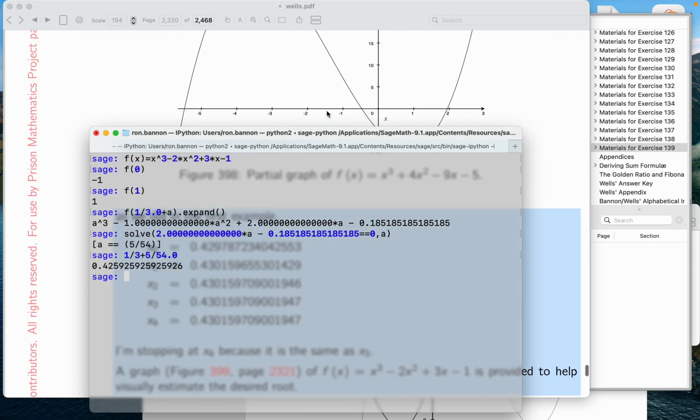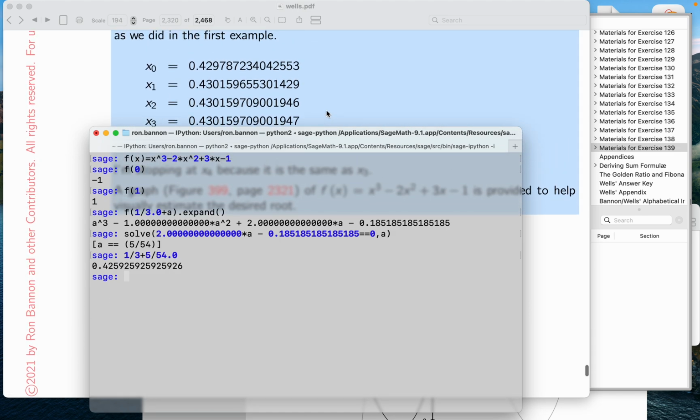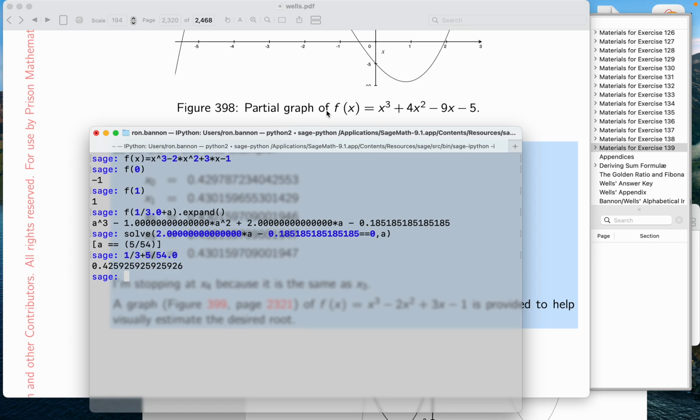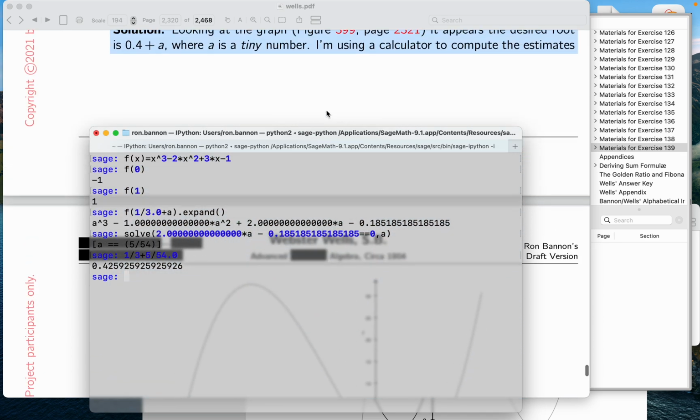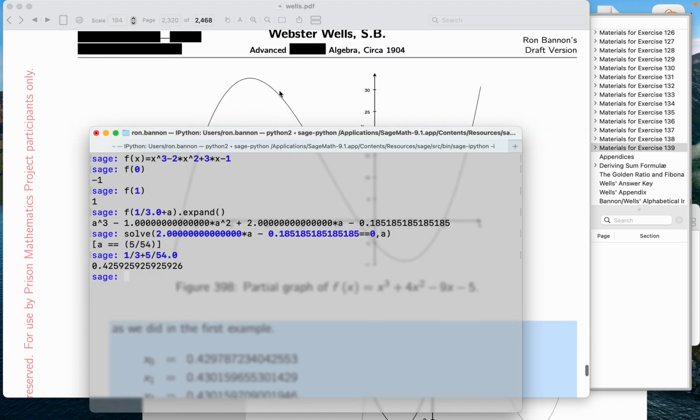Maybe I copied the wrong problem because I'm not getting the same thing. Let me see if I copied x cubed minus 2x squared plus 3x minus 1. 1/3 would give me 1 minus 1, 1/3 plus a. We expanded it. Did I copy this right? I think so. Yeah, I think I did it right. Let's take a look.